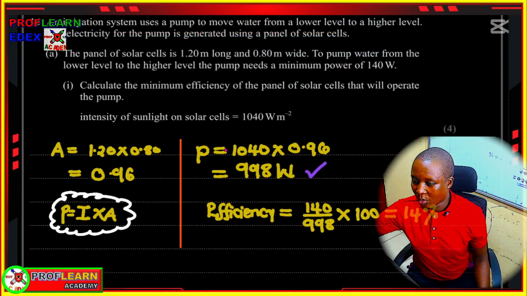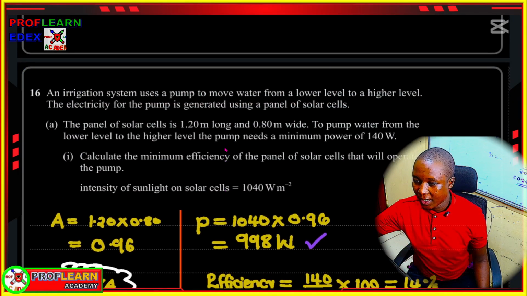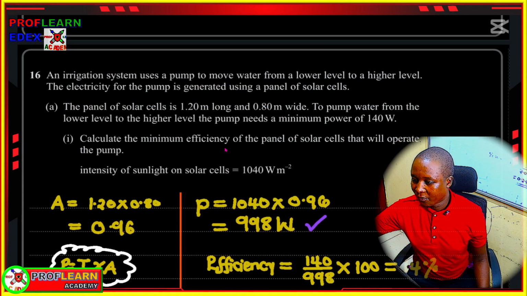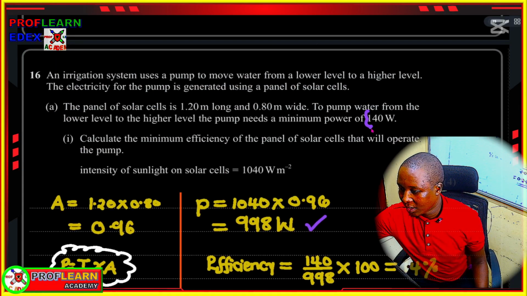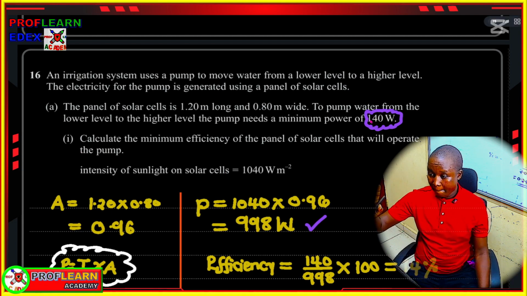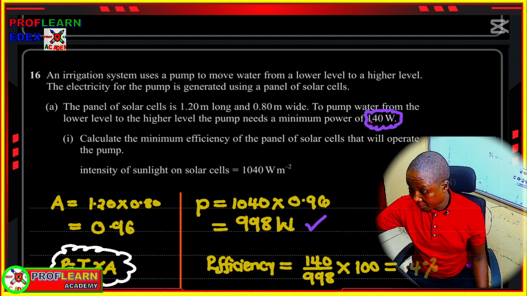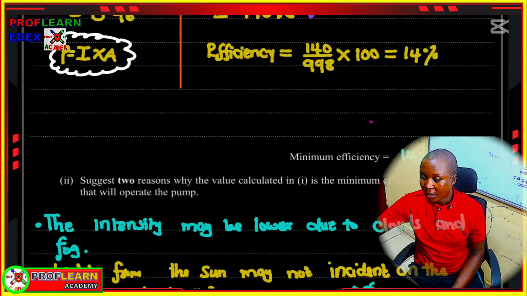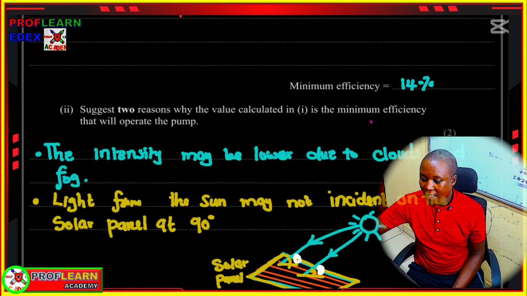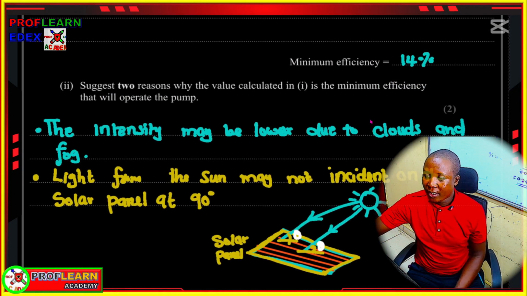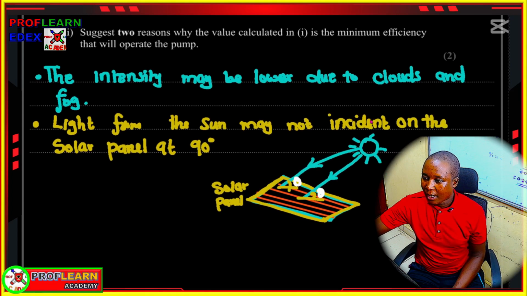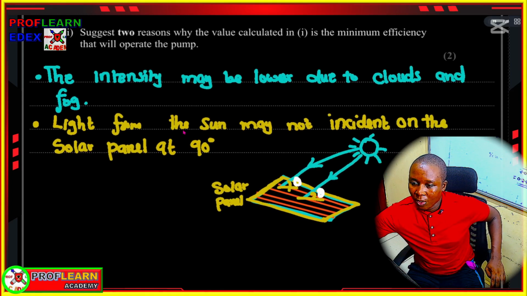And the reason why we are using 140 here is because we were told for it to operate, it needs that amount of useful power. Okay. Minimum efficiency is that. Suggest two reasons why the value calculated is the minimum efficiency that will operate. Suggest why the value calculated is the minimum.